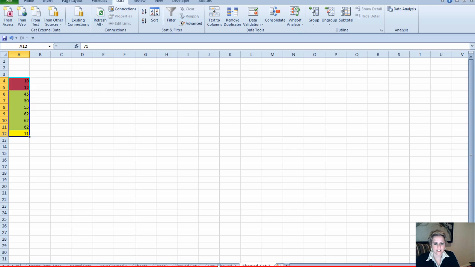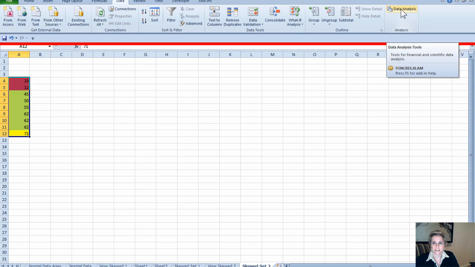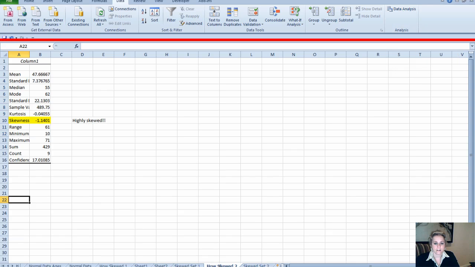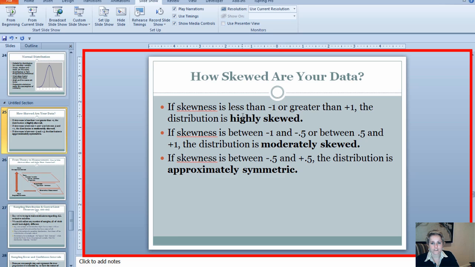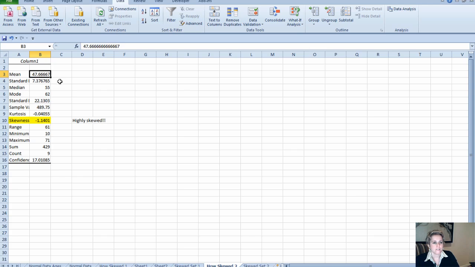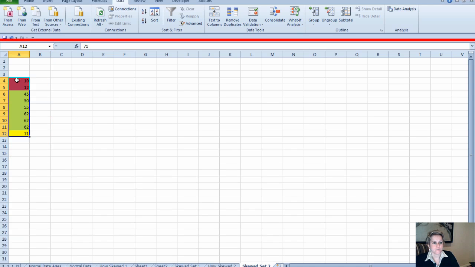If we ran the same analysis, just using data analysis and descriptive statistics, this is what we get. Notice the mean is even lower. Before it was 50, now it's 47. The median and the mode stay the same. And your skewness is now negative 1.1, which is less than negative 1. So you're in the highly skewed range, which, again, I hope makes a lot of intuitive sense, because if you literally collected this data, 9 people, and got 2 child prodigies, you too would naturally know that there's something askew about this.